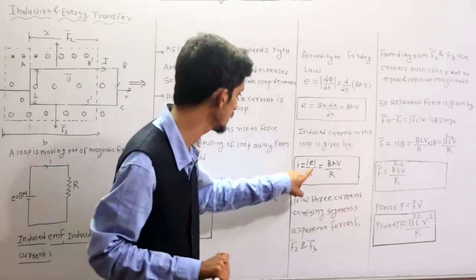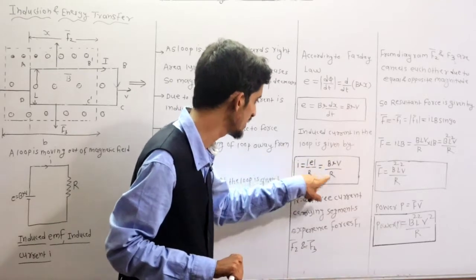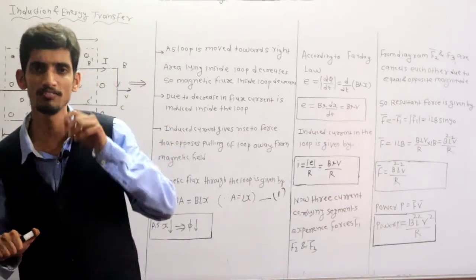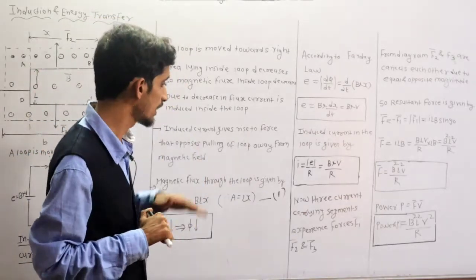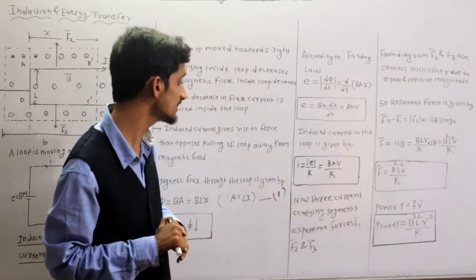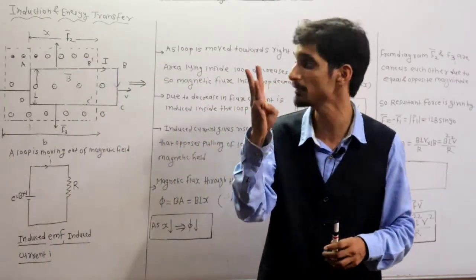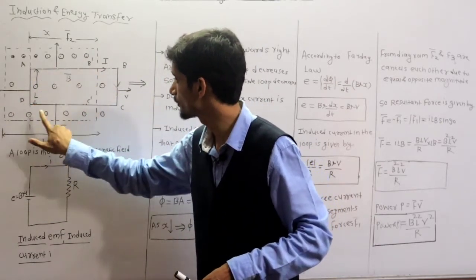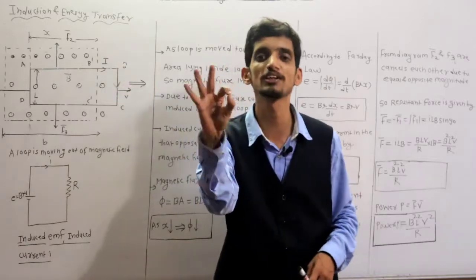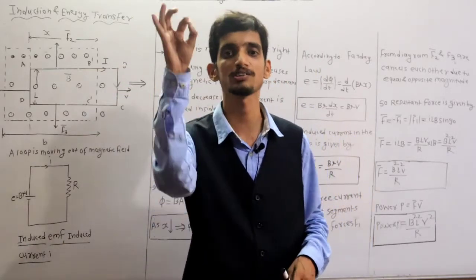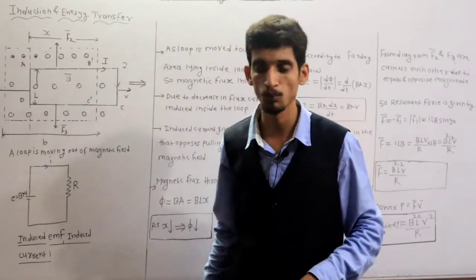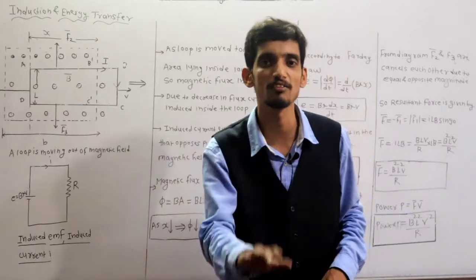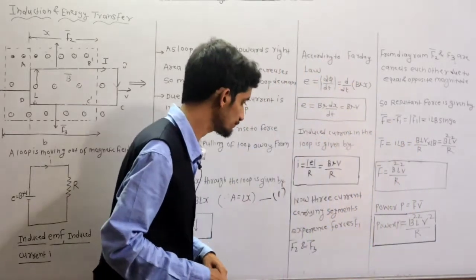That induced current is induced EMF upon resistance. What is the induced EMF? BLV. So I is the modulus of E by R, which is BLV by R. Important: induced current is BLV by R, and induced EMF is BLV. Now these three current carrying segments experience force: segment AD, segment AB dash, and segment DC dash. This segment does not experience electrical force, because it is outside the magnetic field. We are applying an external force on side BC. It is not an electrical force.